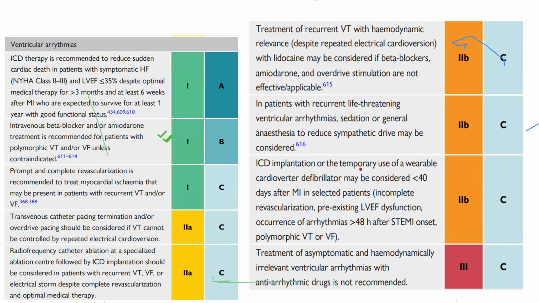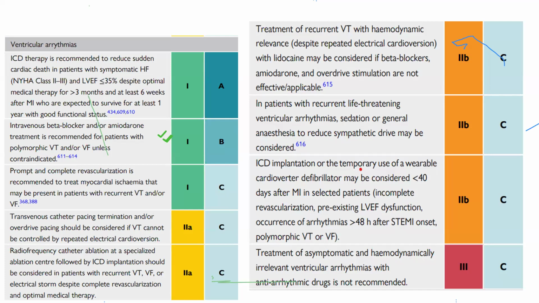2A. Treatment of recurrent VT with hemodynamic relevance despite repeated electrical cardioversion with lidocaine may be considered if beta blockers, amiodarone, and overdrive stimulation are not effective. So lidocaine could be used as a backup if these options are not working. 2B. In patients with recurrent life-threatening ventricular arrhythmia, sedation or general anesthesia to reduce sympathetic drive is considered.